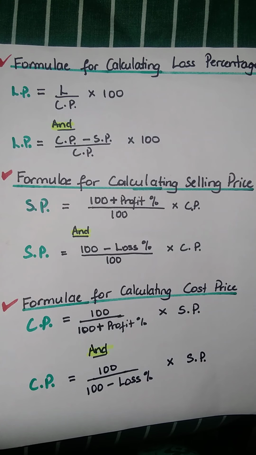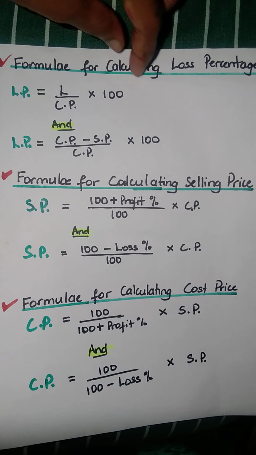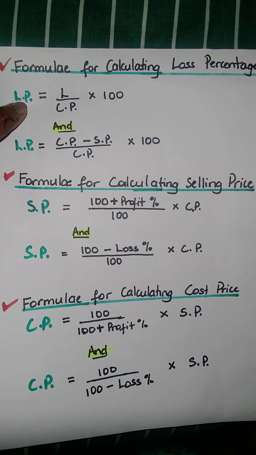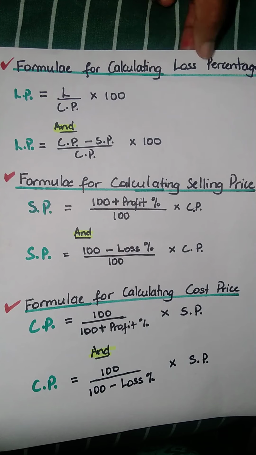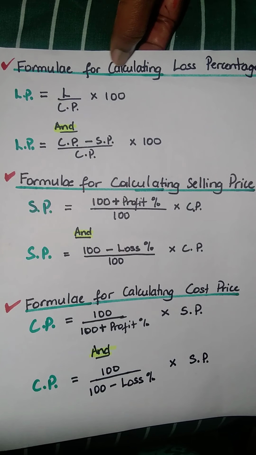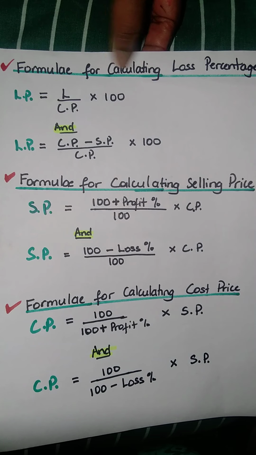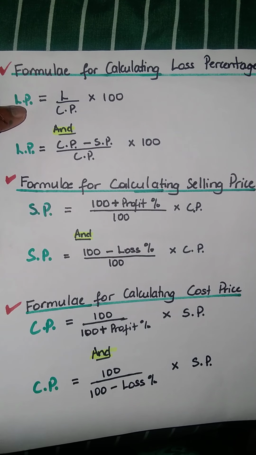So the other set of formulae that we can look at are the formulae for calculating loss percentage. So the unknown is loss percentage, right? That's what we want to find. That's why they say calculating. So whatever follows this word, it means it's an unknown for you. Whatever follows the word calculate or calculating is the unknown. So the unknown is loss percentage.